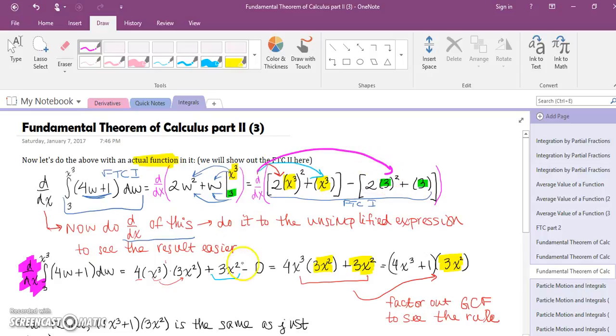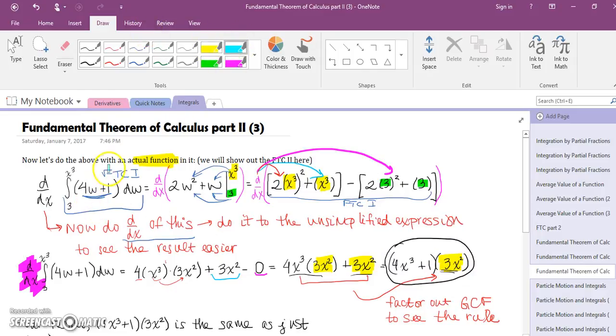Now, this is all just a constant. It's a number, so it's 0. So I'm just going to leave it as a 0. What I'm going to do next is rewrite it as 4x cubed times 3x squared plus 3x squared. Notice I have a 3x squared in this term and this term, so let's factor it out right here. I'm left with 4x cubed plus 1. So now I can see this result really nicely.